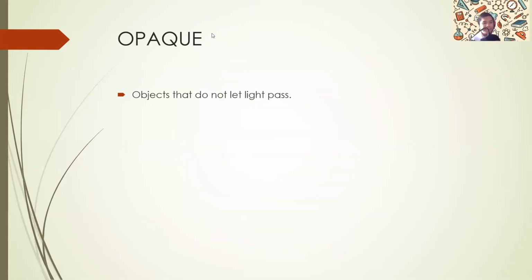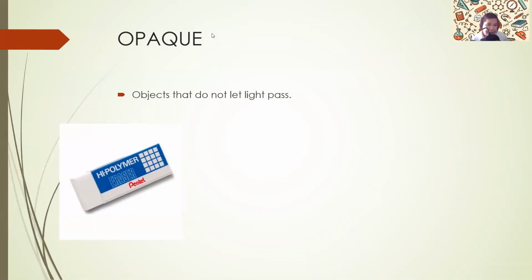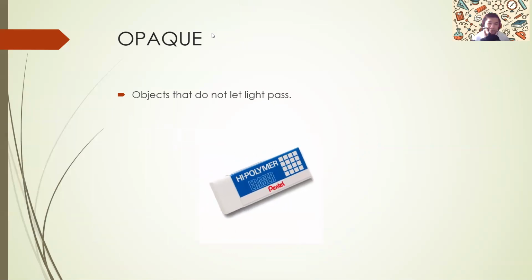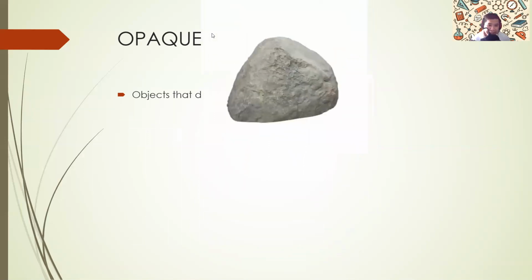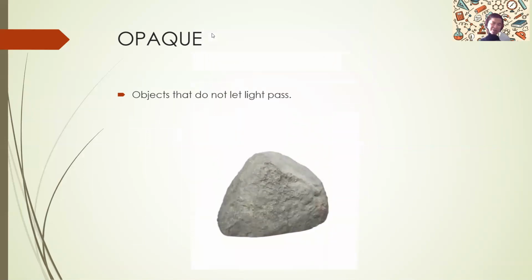We're now going to the third type of object, the opaque objects, or objects that do not ever let light pass. We have an eraser. An eraser will not let light pass. It will stop whatever light comes through it. Next is a rock. A rock also will stop the light.